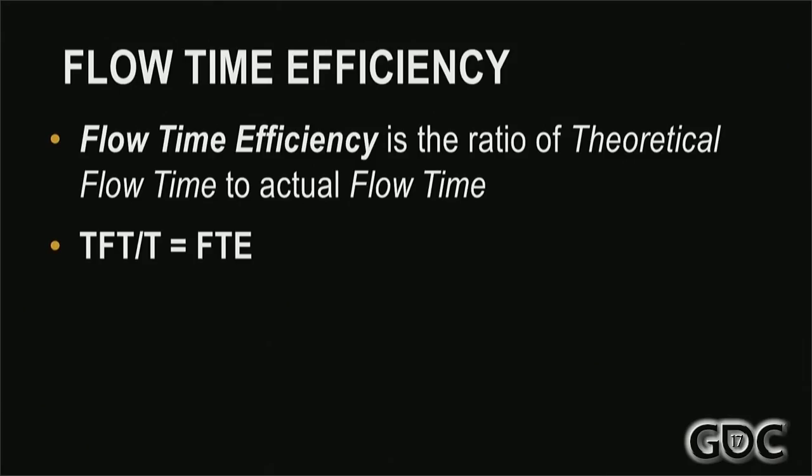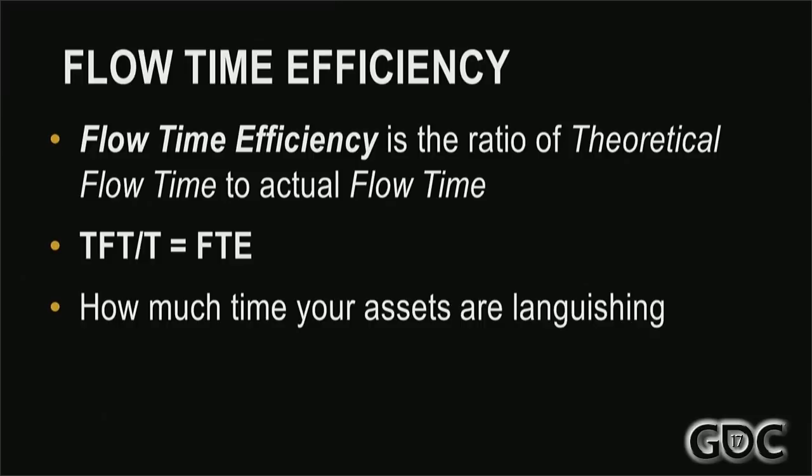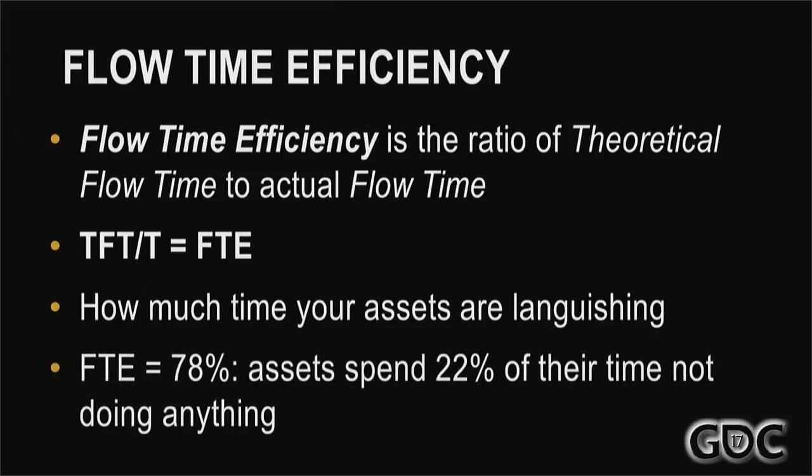Now, if you can estimate your theoretical flow time and estimate your actual flow time, you can calculate something called a flow time efficiency. This is the ratio between the two. And what it is is an estimate of how much time your assets spend waiting around, not being processed, not generating value. So if you have a flow time efficiency of 78%, your assets spend about 22% of their time waiting around for somebody to work on them.